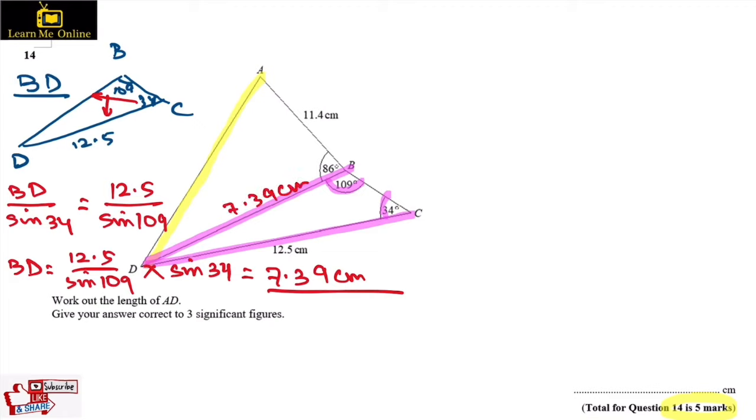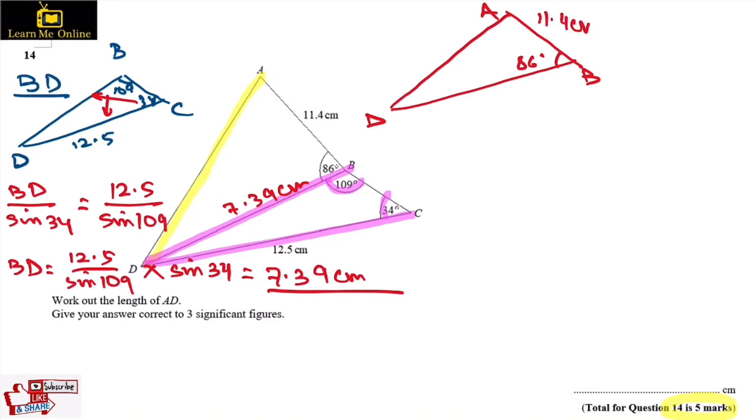I'm going to draw the top triangle now, because using the top triangle we have to find the length of AD. So this is A, this is D, and this is B. This angle is given to us, which is 86 degrees. This length is 11.4 centimeters, and this, B to D, we just found, which is 7.39. Because we are finding this, it means 3 sides and 1 angle, which is the cosine rule.